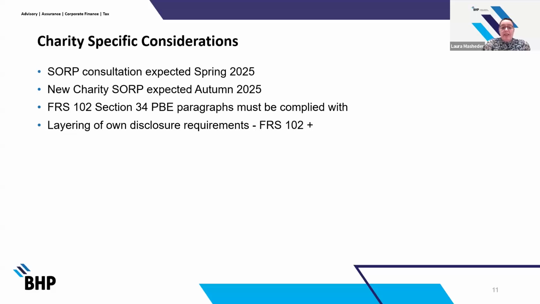So exactly the same as main FRS 102, the SOP will be mandatory for periods commencing on or after the 1st of January 2026. And the SOP can layer on additional disclosure requirements, so on top of the requirements of FRS 102. But until we've seen the draft, we can't really second guess what might actually be required. So for now, I'm only going to consider the reporting of the known changes in section 34 of FRS 102 on charity reporting.